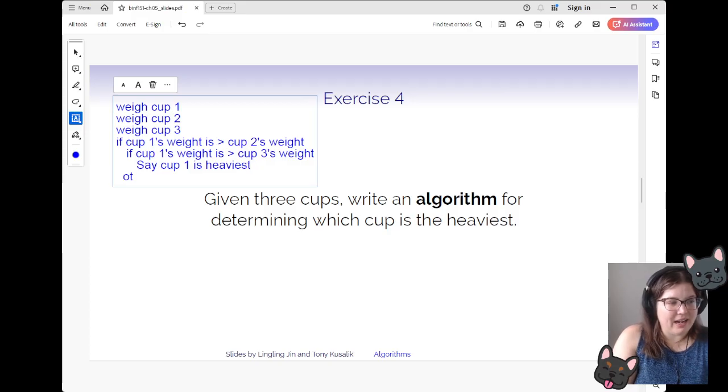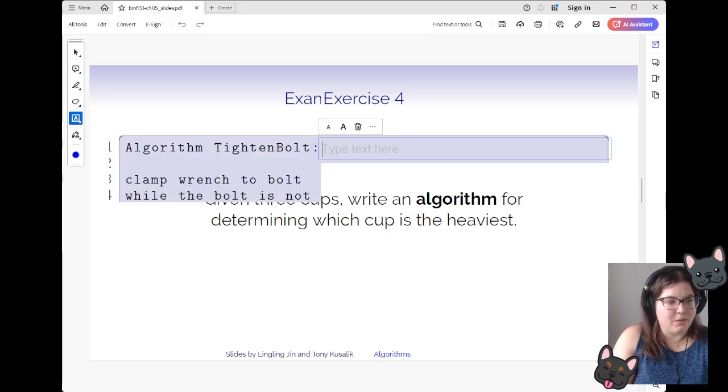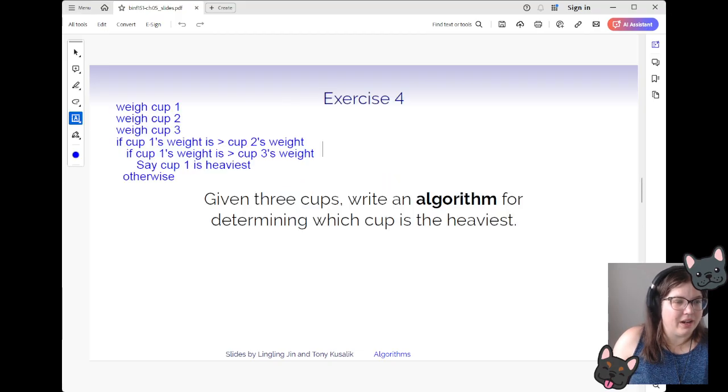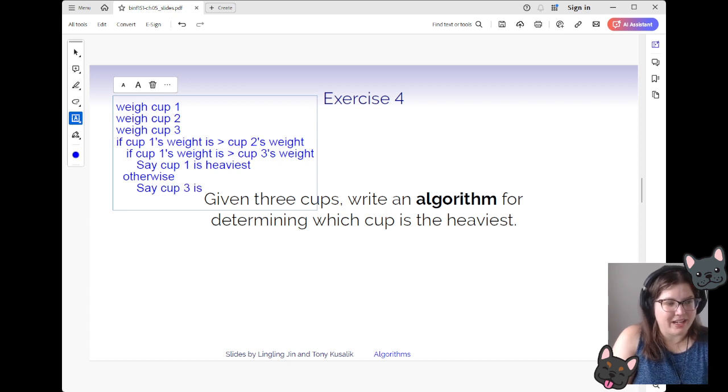and then otherwise, whoa, and I go back. Why do I keep doing that? Where are we? Here, otherwise, say cup 3 is heaviest.